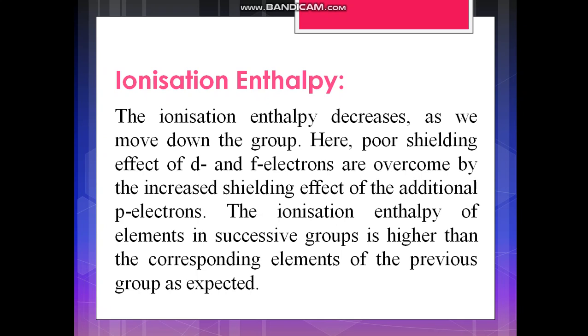In p block elements, there are some minor deviations in this general trend. In group 13, from boron to aluminum, the ionization enthalpy decreases as we expect. But from aluminum to thallium, there is only a marginal difference. This is due to the presence of inner d orbital electrons and f electrons, which have a poor shielding effect.